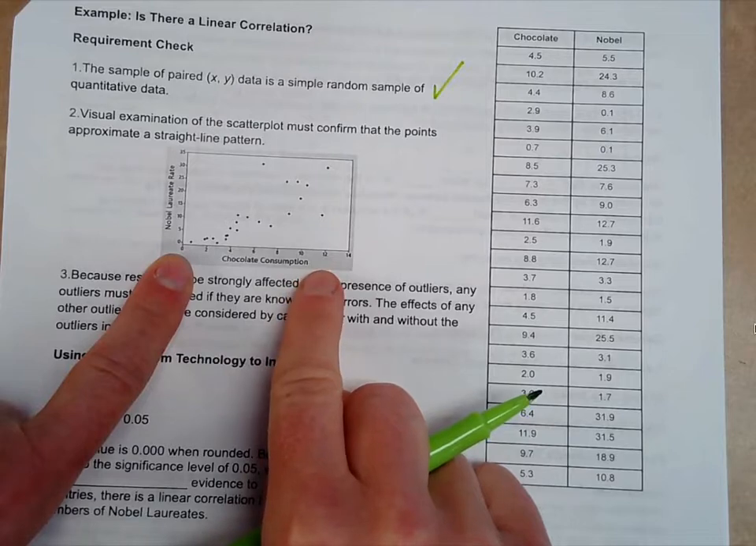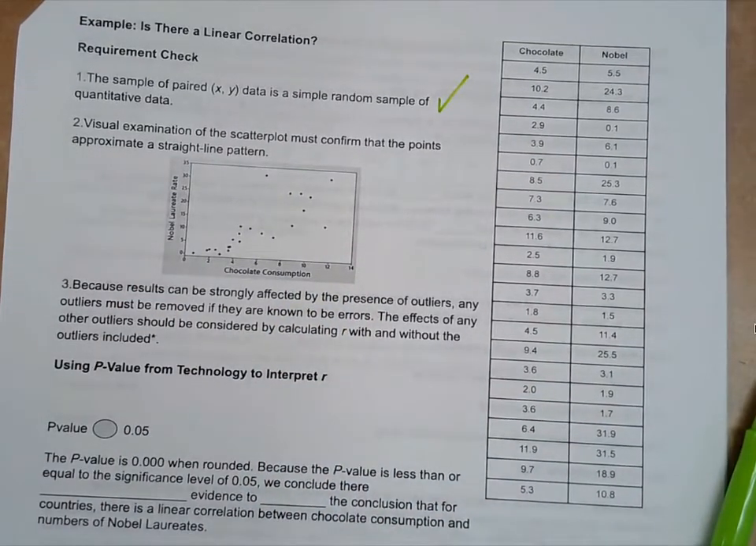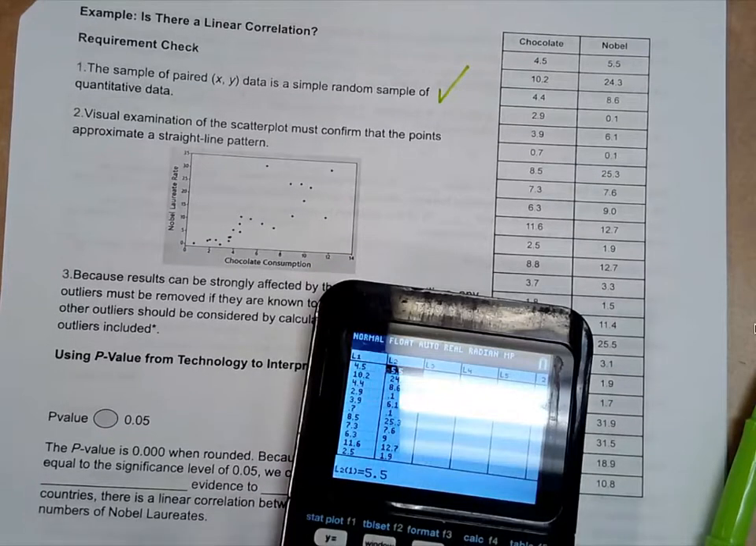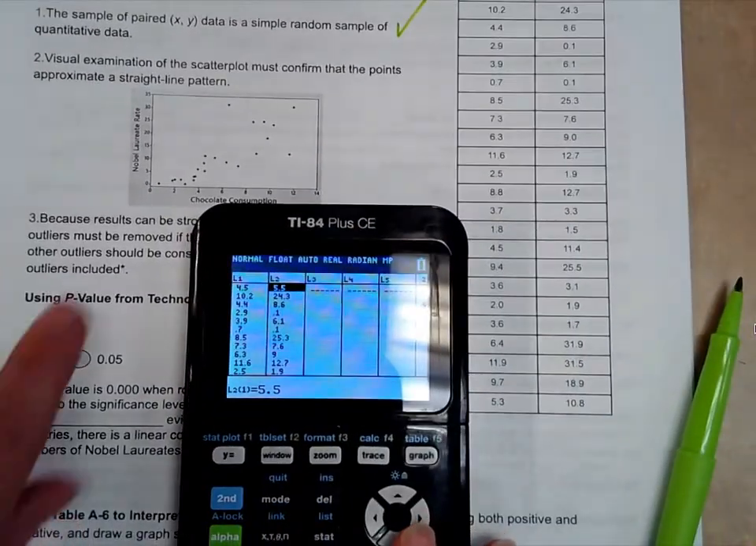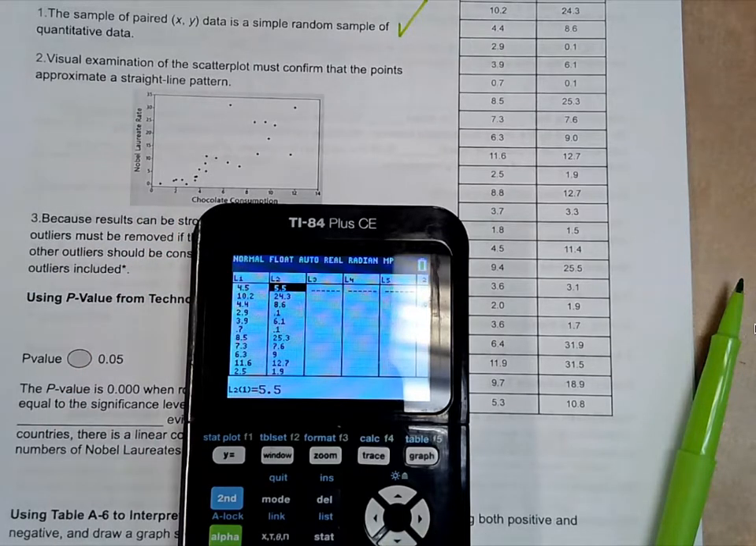Let's look at how we can check our graph. What I want y'all to do is put this into L1 and L2, and we'll review how to put it on a scatter plot like this. Once you put them in, go back and make sure you did it correctly.